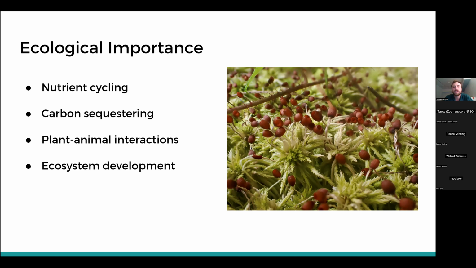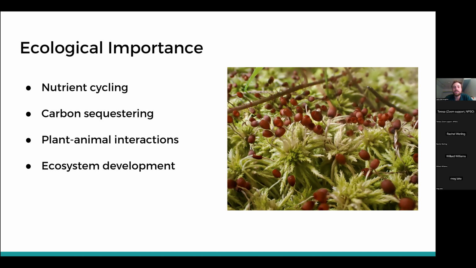Also, bryophytes are really important for a number of different animals. A lot of invertebrates have their whole life stages within bryophytes, in terms of mating and using bryophytes for shelter. Birds use mosses and other bryophytes to make their nests. So lots of microscopic and macroorganisms will use bryophytes to their benefit. And another reason is ecosystem development.